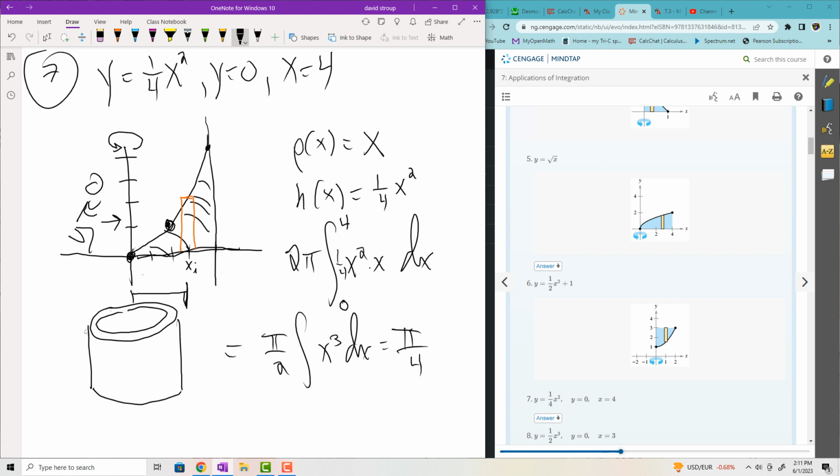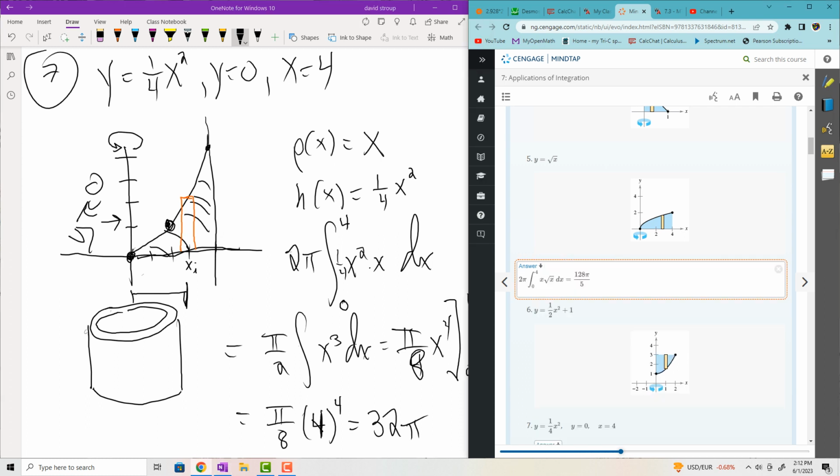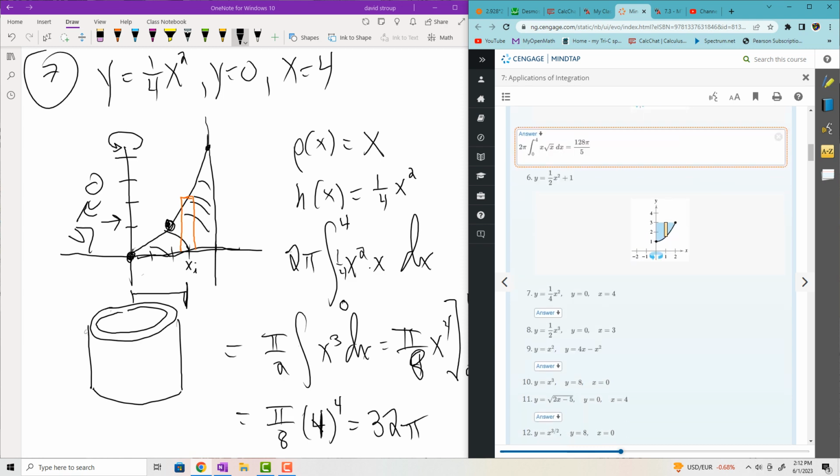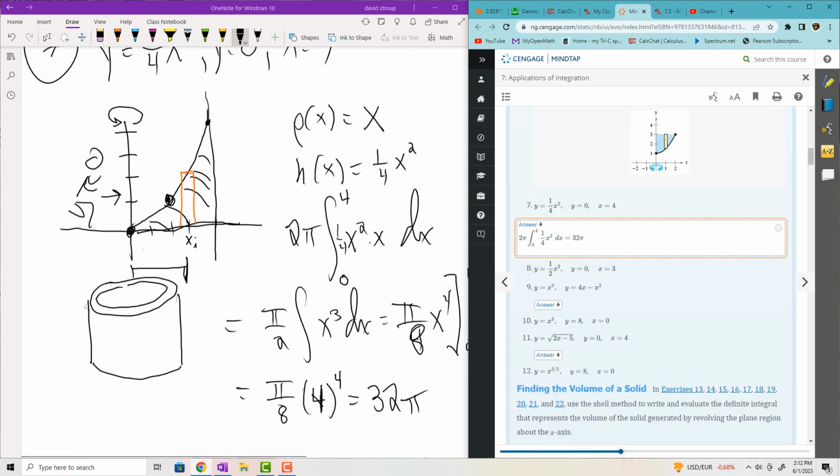So I get pi over 8 x to the 4th. Plugging in 4, it'll be 4 to the 4th. I think it's 32 when all is said and done. Let me compute that using my Calculatron. 5,000 divided by 8. Yeah, 32 pi. Drum roll. And of course I screwed it up. Oh, that was number 5, sorry. Yep, got it, sweet.